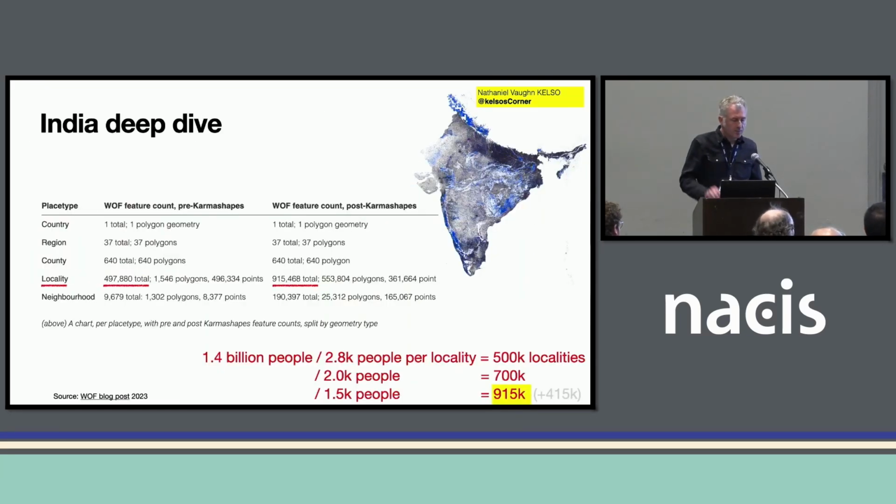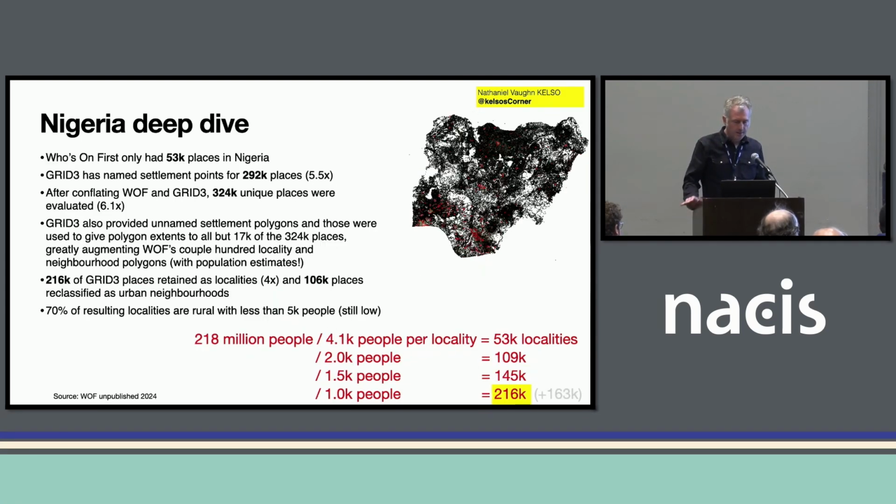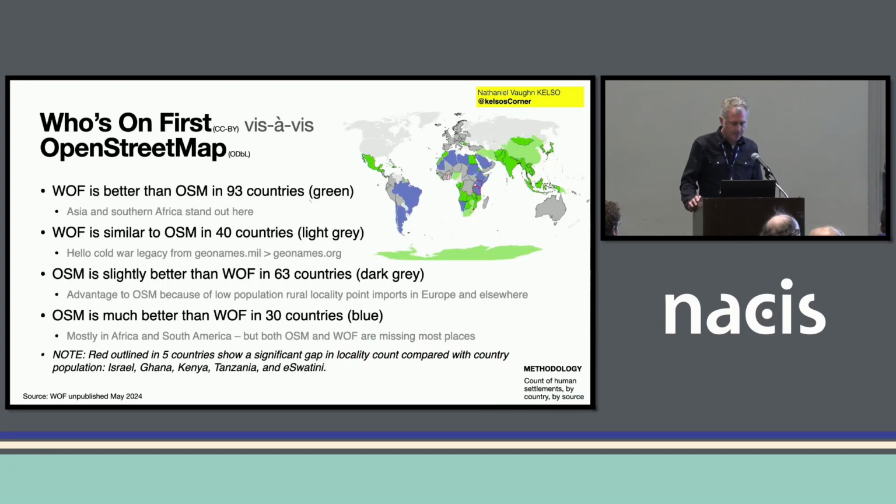When we did some projects in India, we saw that we could add 400,000 missing places, looking at national government data that was becoming available, and that urbanization threshold drops down to about 1,500 people. And in Nigeria, we saw it drop down to around 1,000 people. Together, this is 600,000 places just in these two countries that we were able to add, using these newer approaches.